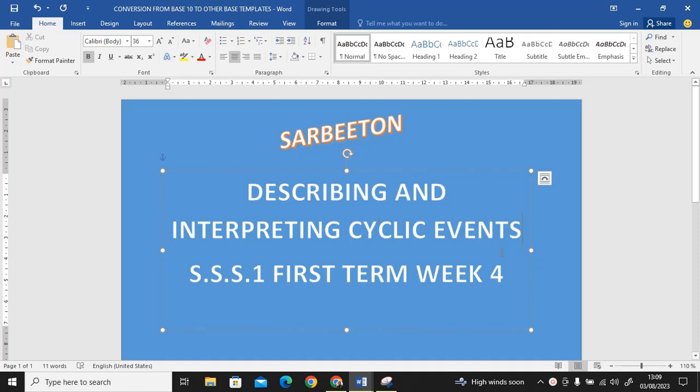Hello, this is another one describing and interpreting cyclic events based on our learning objectives. We look at this: how can we solve modulus when you are given a cyclic event? Let's look at the question. I prepared a question for you.